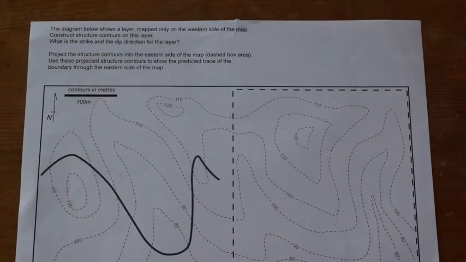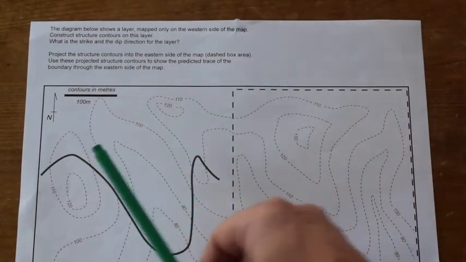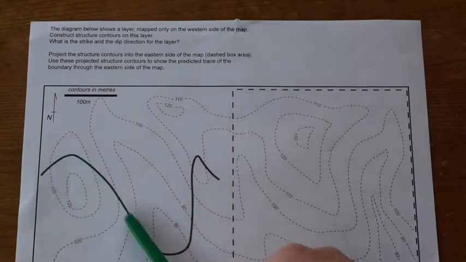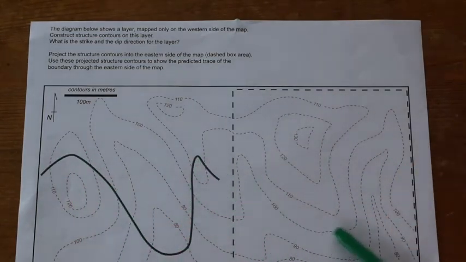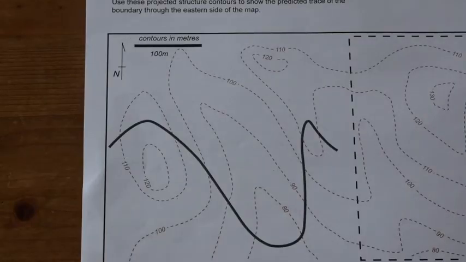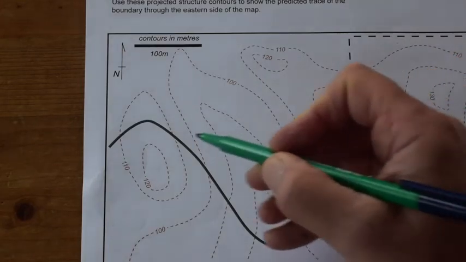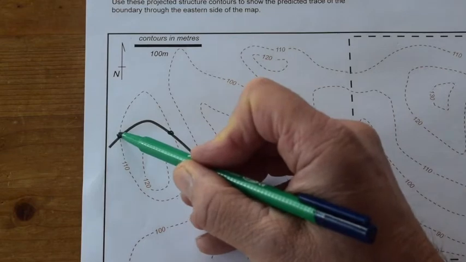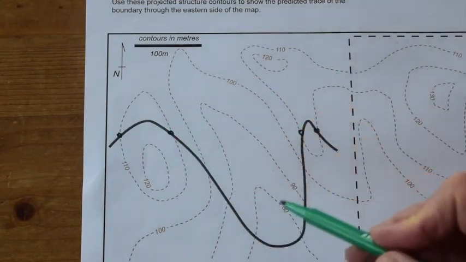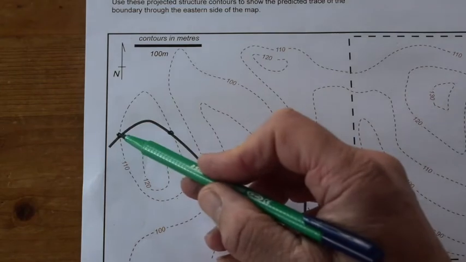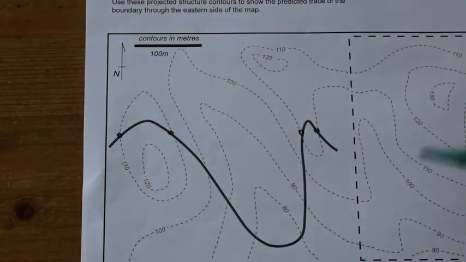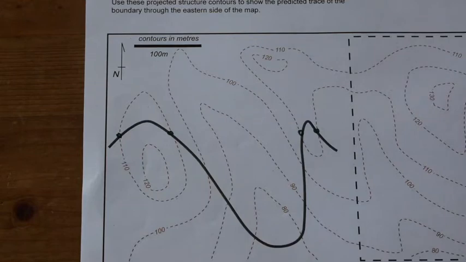So in this structure contour exercise, we'll use the map pattern over here and use structure contours to extrapolate this boundary into this area here. Okay, so let's just zoom in on this complete map. And we'll start by picking the 110 contour here, here, here, and here. 4 places along the same topographic contour intersection with the structure contour. And we can join these up through here like this.